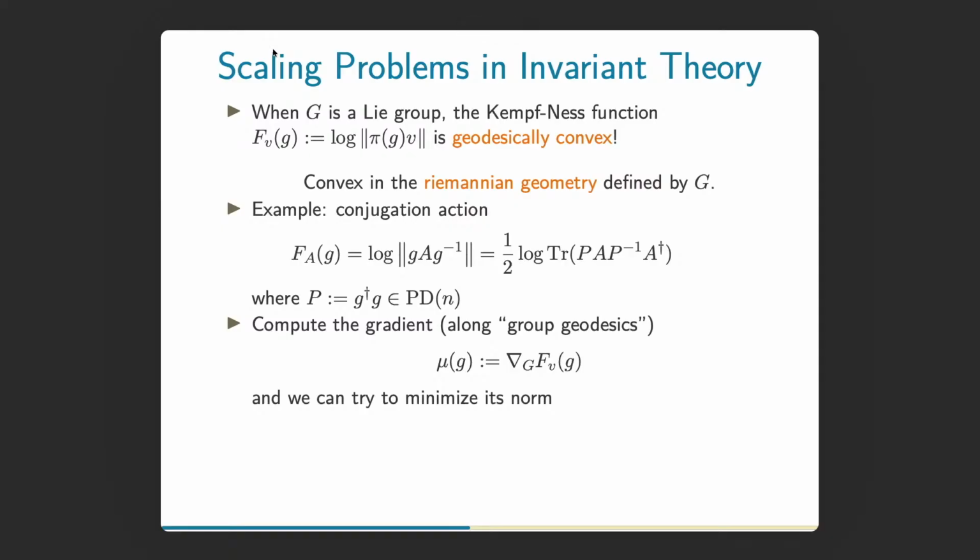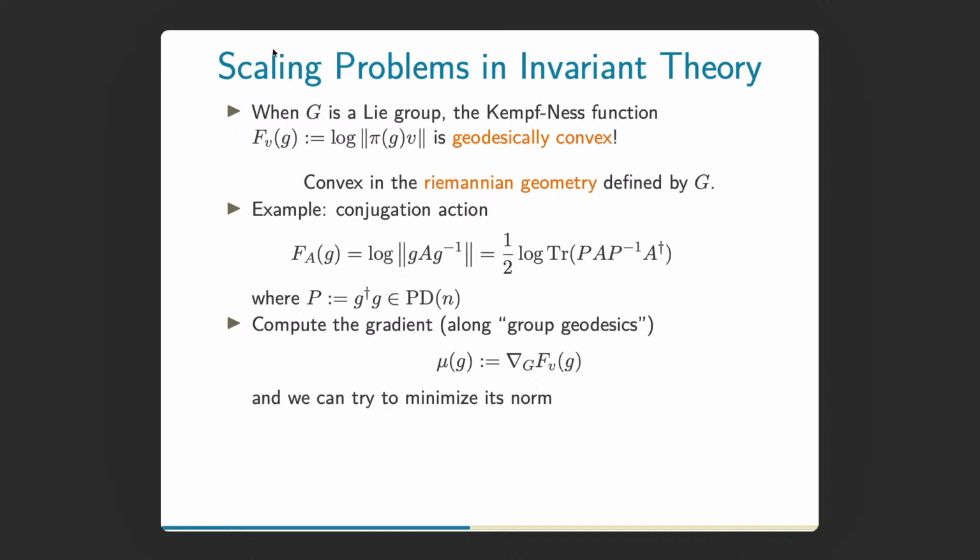Well, here's the thing. Now that I have a geodesically convex function, I'm going to keep dropping the "geodesically", because you know now that it's convex along those geodesics. So we can compute the gradient, and this gradient is what's called the moment map. I'm going to use this notation because it's simple, but all I'm saying is that it is the gradient of my function.